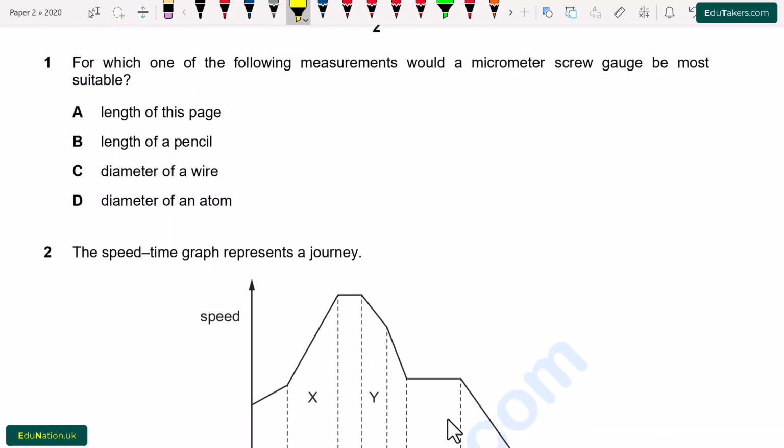Question number 1. For which of the following measurements would the micrometer screw gauge be most suitable? So here we use the micrometer screw gauge for which purpose? Option A, length of this page. B, length of the pencil. C, diameter of the wire. D, diameter of an atom. So micrometer screw gauge is basically used for the measurement of the diameter of wire. So from here option C is correct.